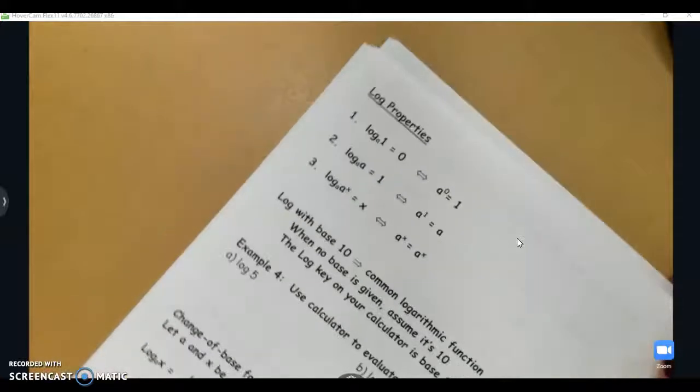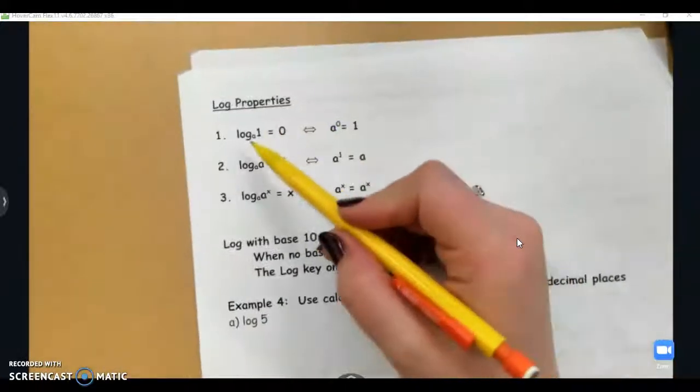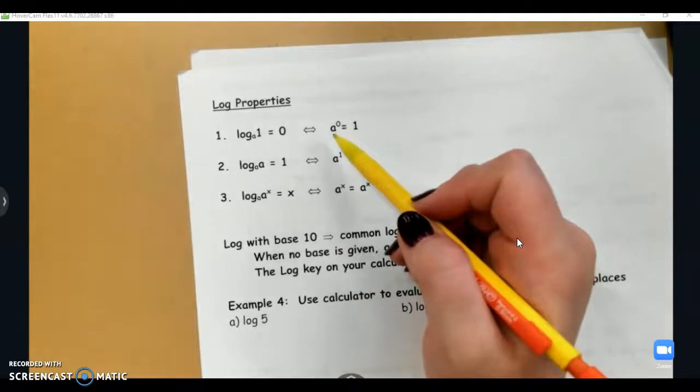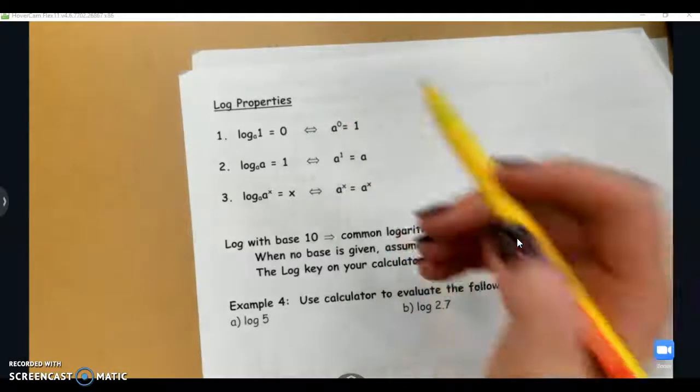All right. Now, just some other quick properties. So log base anything of 1 is equal to 0 because you have to think about what that means. Anything to the 0 power is 1.